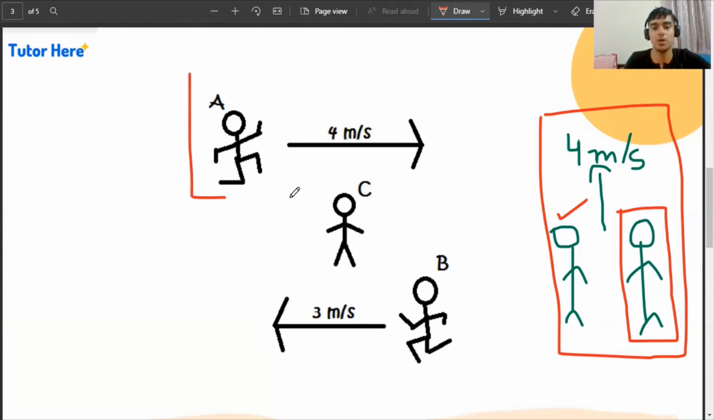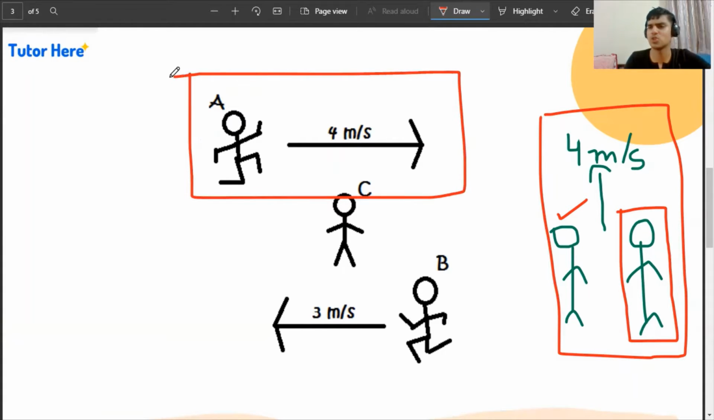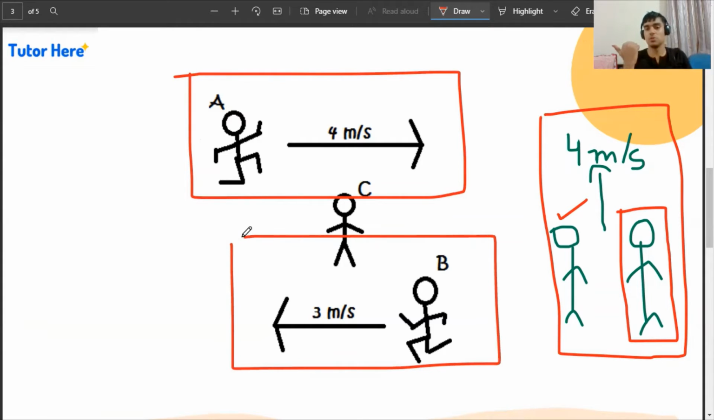Let's change the scenario now. Let's say that same friend is friend A, and the other friend is friend B. So friend A is traveling towards the right at 4 meters per second. Friend B is traveling towards the left at 3 meters per second. Now, from the frame of reference of friend A, what is the velocity of friend B?